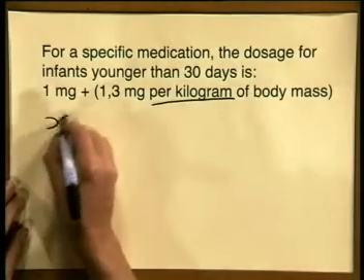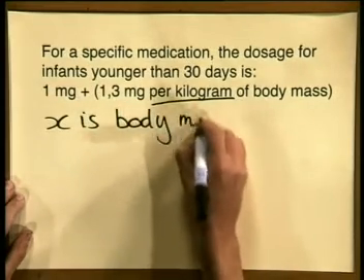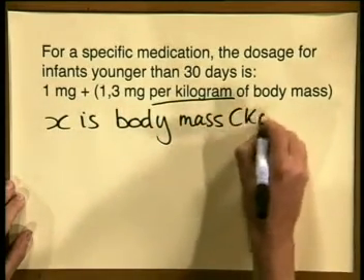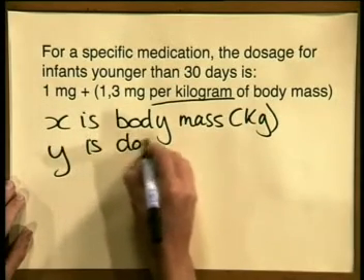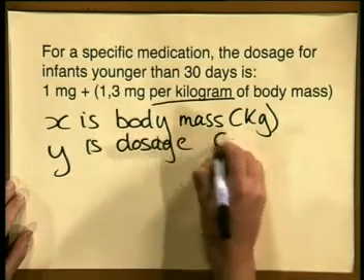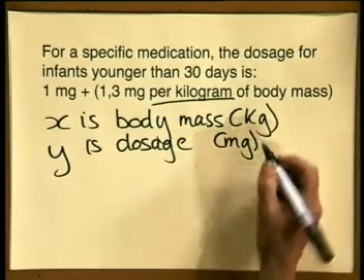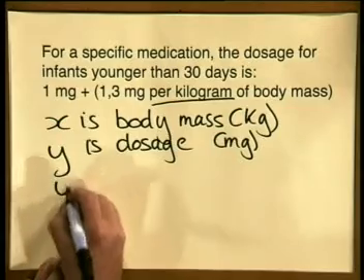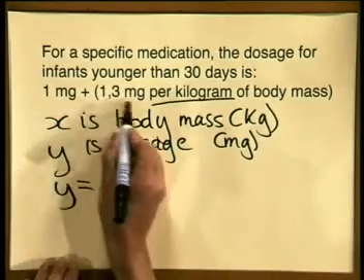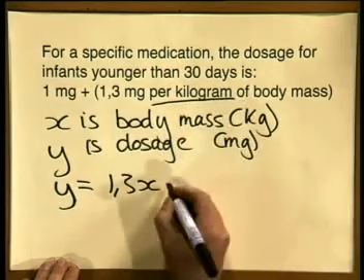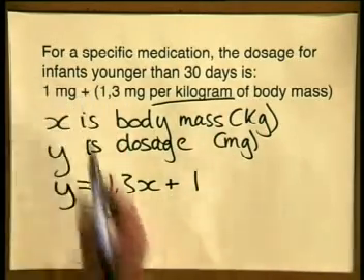Now x is the body mass and its units are in kilograms, while y is the dosage and its units are milligrams. Now, by now we should know that the formula for the dosage, y, is equal to 1,3 multiplied by x, that's 1,3 milligrams per kilogram of body mass, plus 1, because we need to add 1 milligram on.